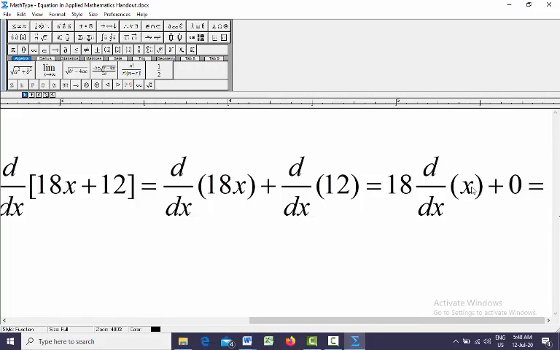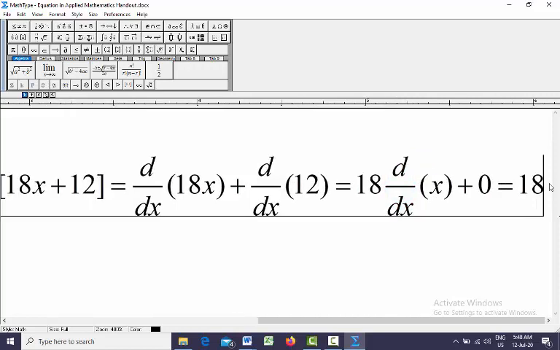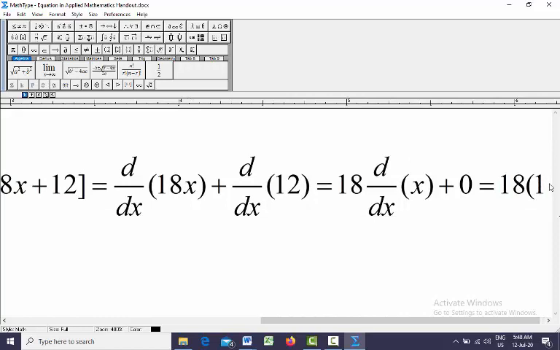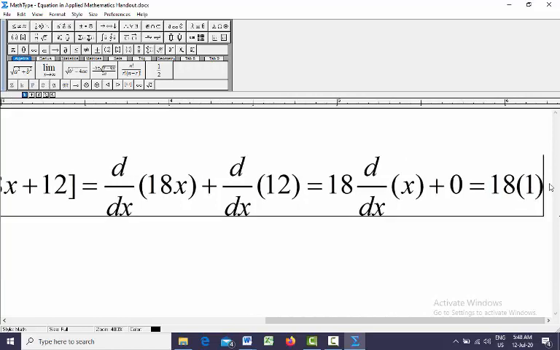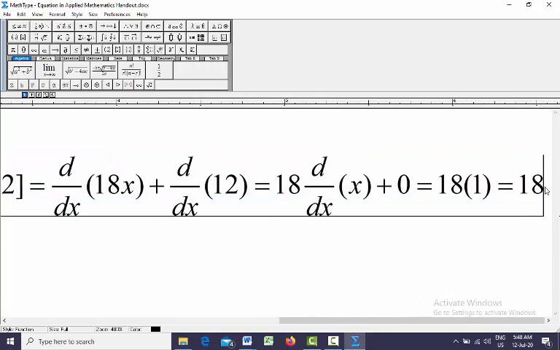Now here we have only x, and you need to do differentiation of x with respect to x. So the answer is 1. So that means 18 multiplied by 1, and this is 0. You do not have to write this 0. So it equals 18.